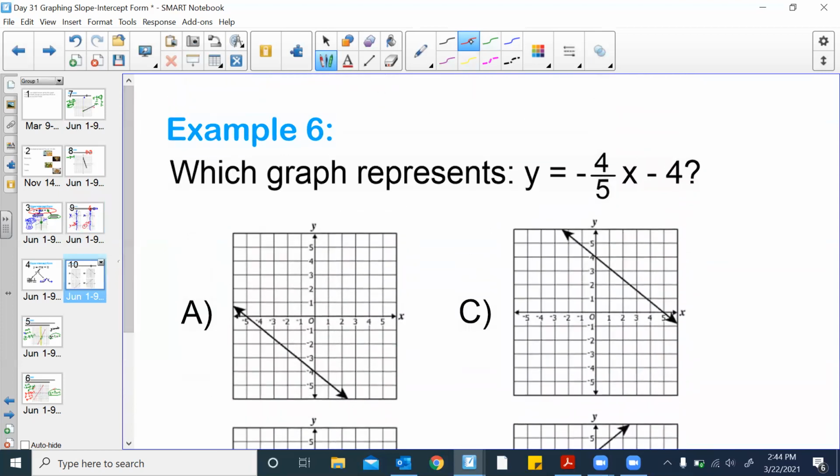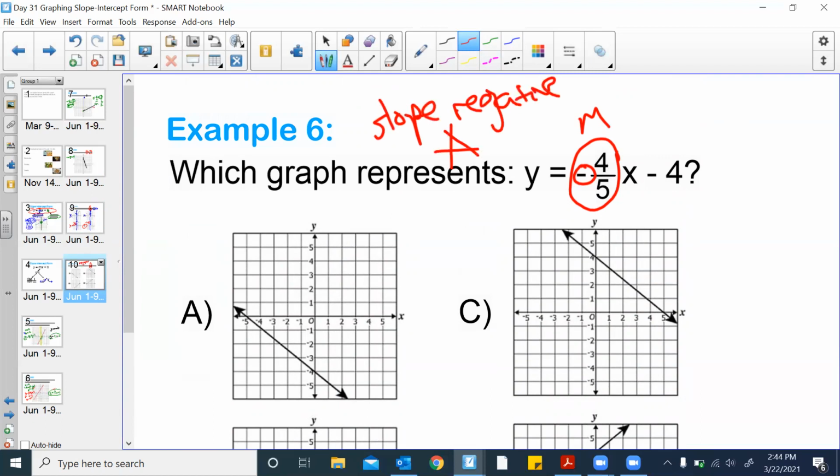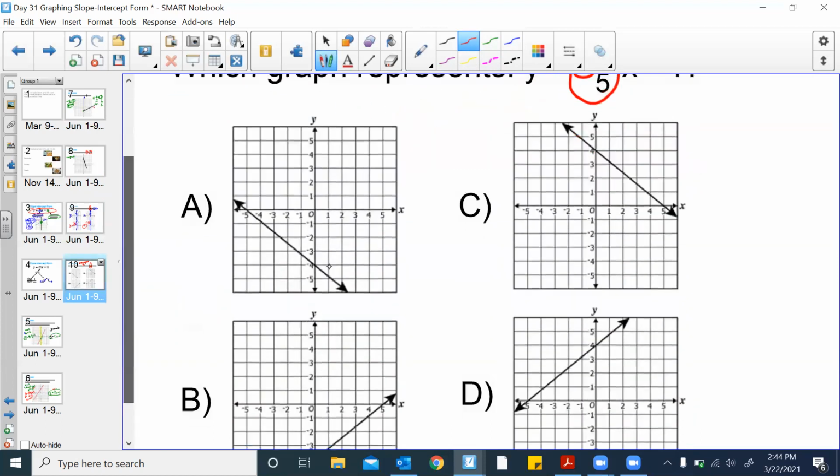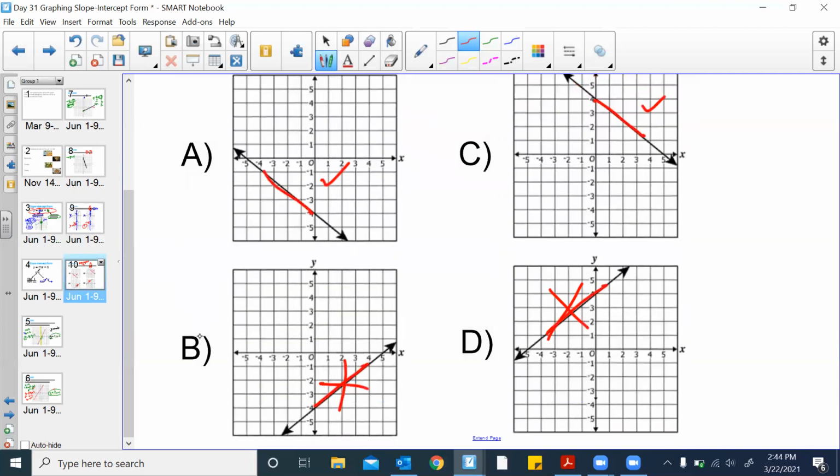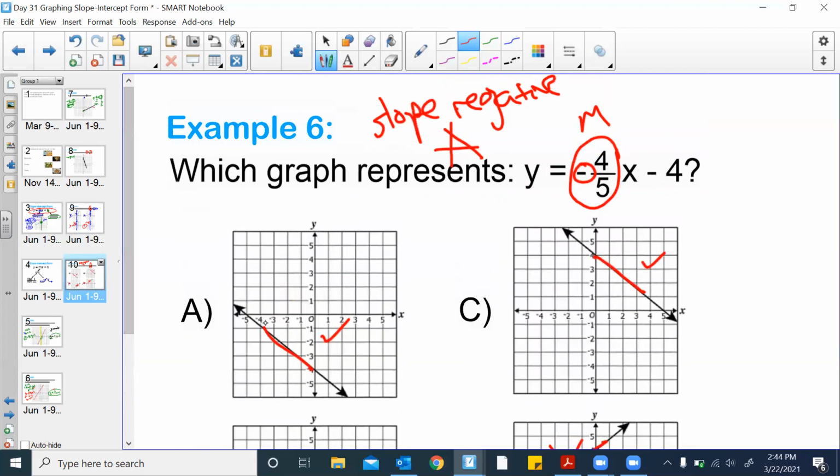All right, let's try it a different way. Let's look at our slope first, right? Let's look at our m first. It's negative. Well, if slope is negative, then we know that it's going to be going down, right? So are we going down? Good. Are we going down? Good. Are we going down? Nope. And are we going down? No. So B and D are out just by looking at the slope, right?